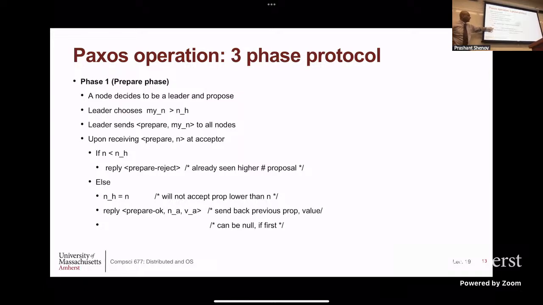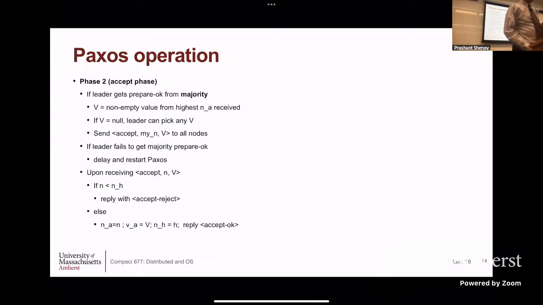Otherwise, you will send the current round number, and if you accepted a value, you will send that. Otherwise, that value will be null. If this is a subsequent round, initially it will be null. But if you already accepted something from the previous round, you just report that back. Okay. So that's phase 2, which is the accept phase.